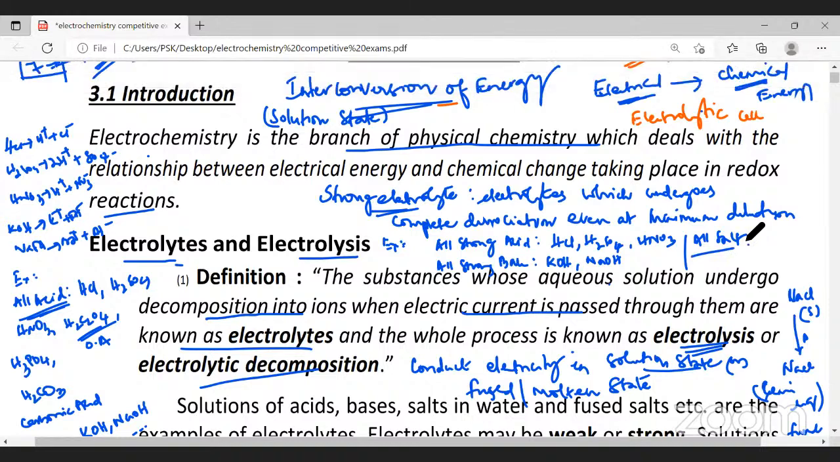Did you understand what a strong electrolyte is? Can you understand the examples for strong electrolytes, students? Yes, sir. Now, we have weak electrolytes.